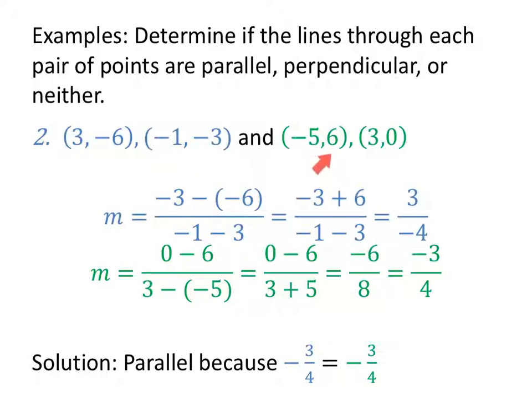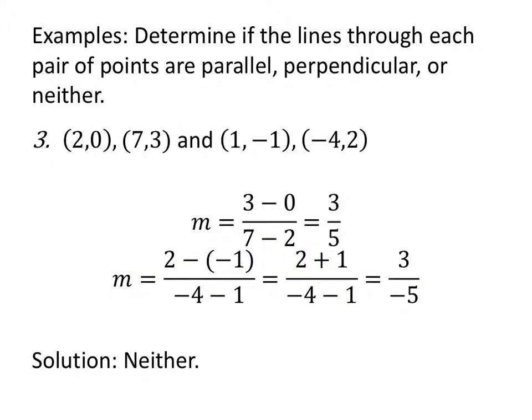For the other 2 points, negative 5, 6, and 3, 0, I'm going to subtract the y values, 0 minus 6. In the same order, I'm going to subtract the x values, 3 minus a negative 5. That's 0 minus 6 over 3 plus 5, which is negative 6/8. And we'll always reduce our fractions to lowest terms. Negative 6/8, if you factor out a 2, cancel it, you'll have negative 3/4. Whether the negative is in the numerator or the denominator, it makes a negative fraction. These two lines through the given sets of points will be parallel because both slopes are negative 3/4.